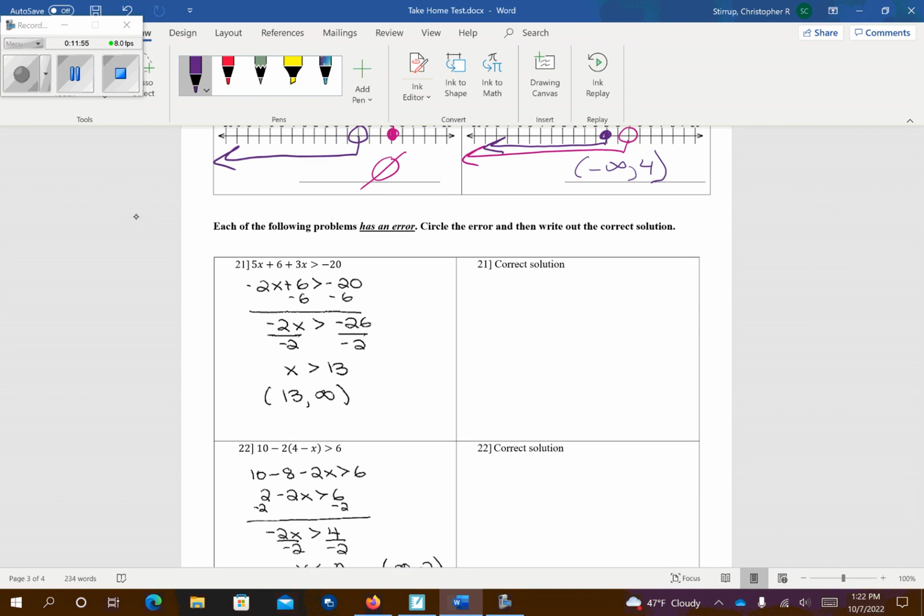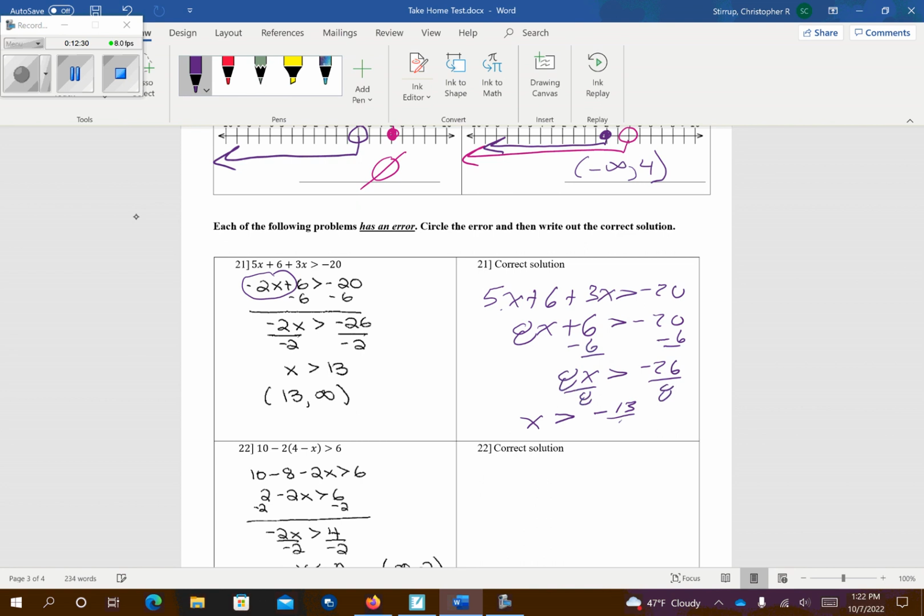And then let's take a look at this next one. Let's see. They went 5x plus 3x and got negative 2x. There's our mistake, okay? So we circle a mistake, and then we're going to rewrite the problem and rework it. So 5x and 3x is 8x plus 6 is greater than negative 20. Subtract 6 from both sides. So 8x is greater than negative 26. Divide each side by 8. Reduce the fraction where you can. So that's negative 13 over 4.